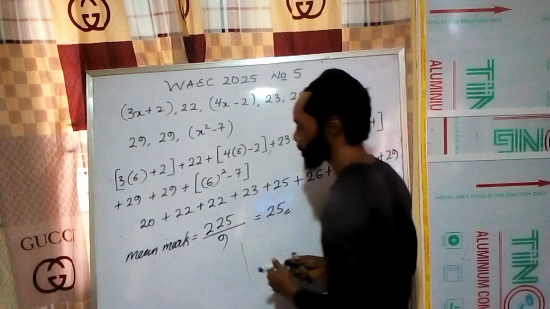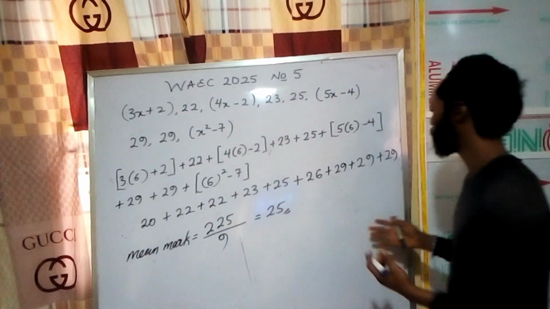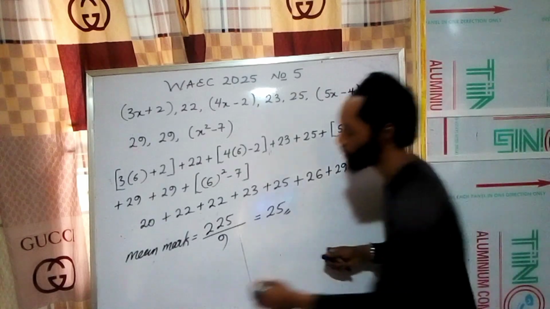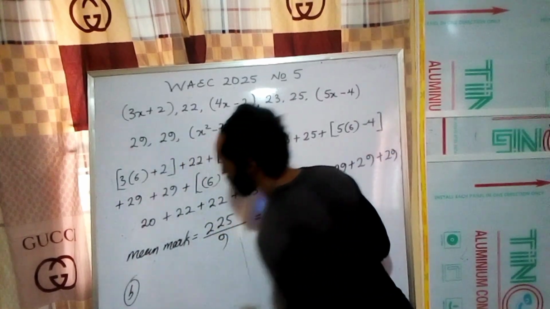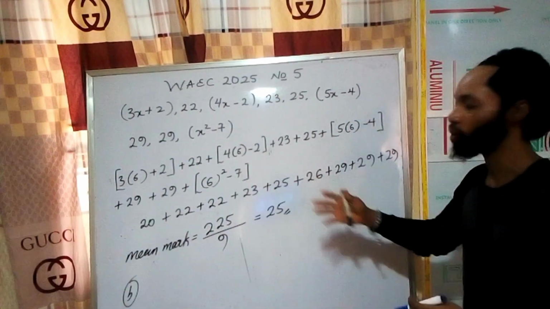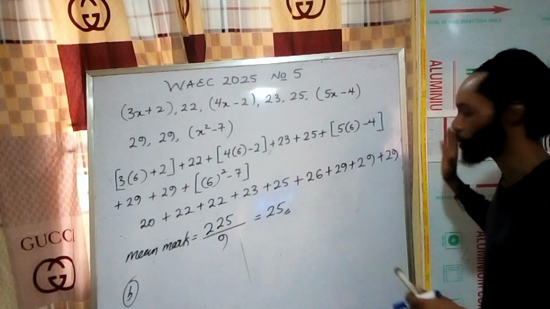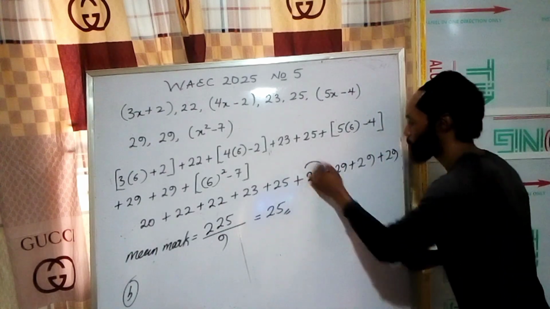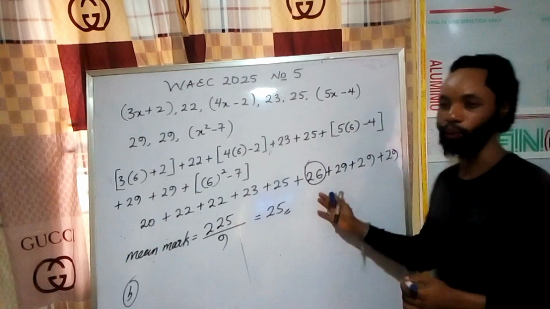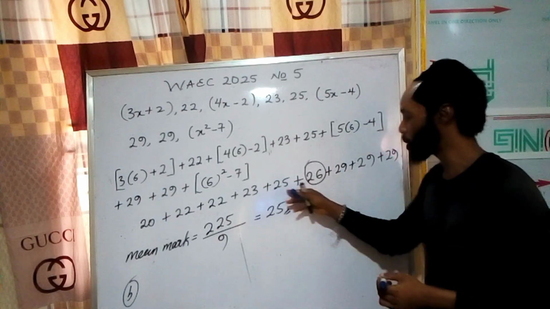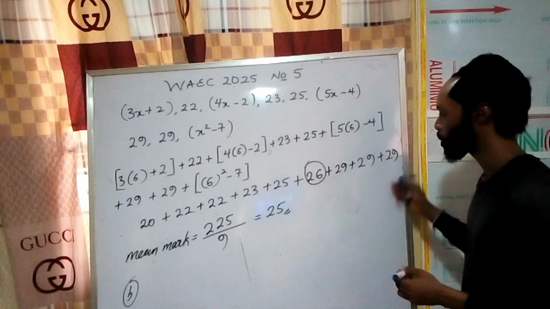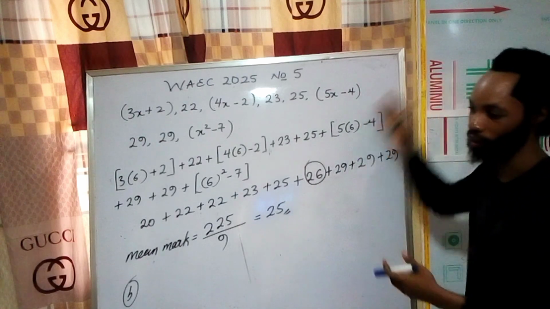Now they went on to say that if 4 people were picked, find the pass mark. That was a big part of the question. If the 4 highest candidates were picked, find the pass mark. The pass mark is nothing but 26, because they picked 4 people. If 25 was the pass mark, they would have picked this person here. But they picked 4, so they were considering only from 26 above.